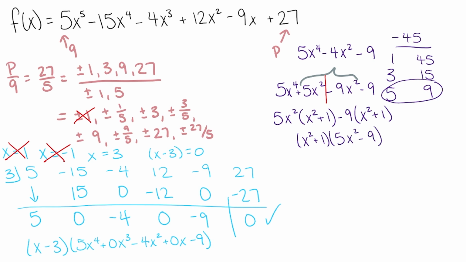Now let's take another look. Since we do have these x squareds, let's see if we can expand this further. Our first binomial is not the difference of two squares, so we cannot factor that. And our second one doesn't have two squares. Although 9 is a perfect square, 5x squared is not a perfect square, so we can't factor that further. And our final answer for our factored form for this polynomial is x minus 3 times x squared plus 1 times 5x squared minus 9.